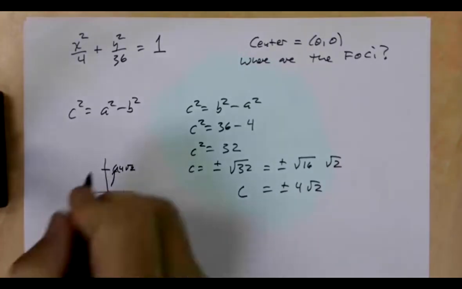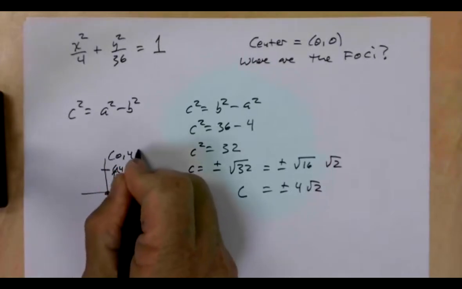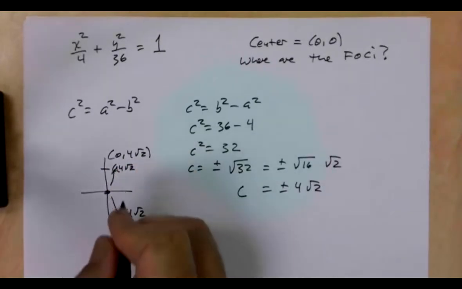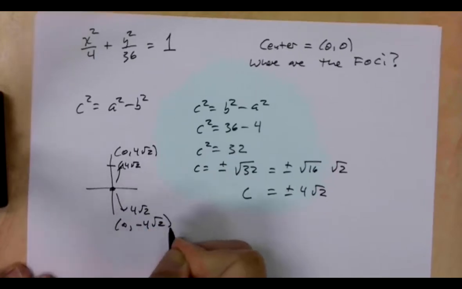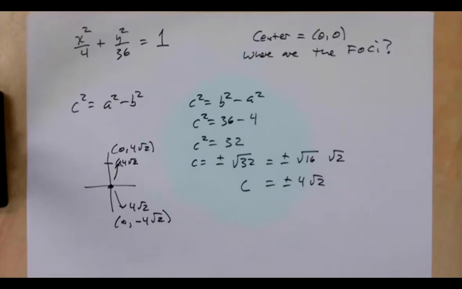So those numbers will be, the x value is 0, the y value is 4 root 2. The x value here is 0, the y value is negative 4 root 2. There would be our two focuses for this ellipse. So let's go ahead and put those back on Desmos. Take a look at it.